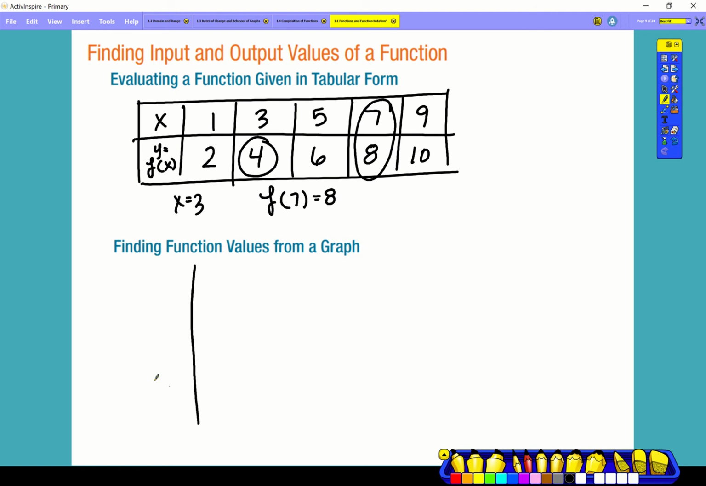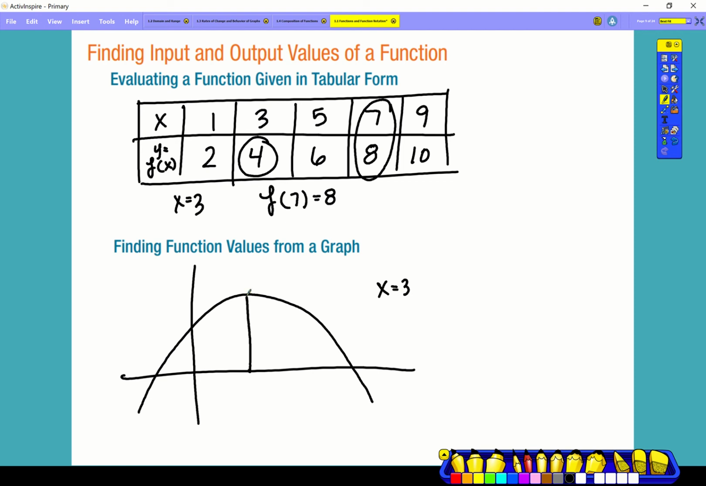Now values from a graph. Say we have this graph. I want to know when x equals 3. I would just go look at where this point intersects, and that's going to be my y. Most of you should be familiar with at least finding these types of values for functions from a table or a graph.